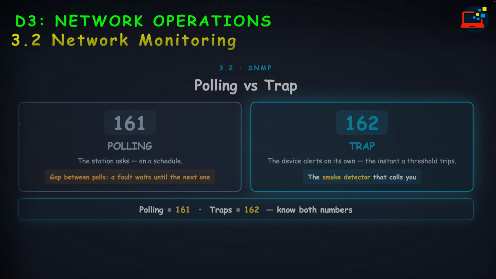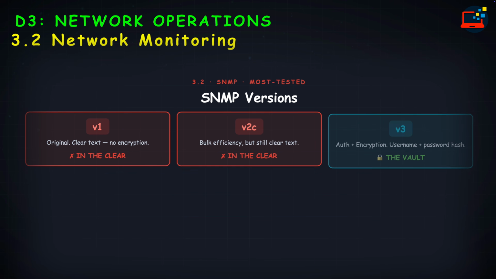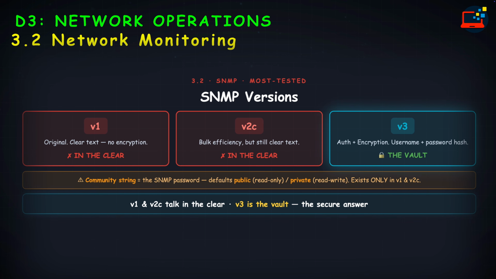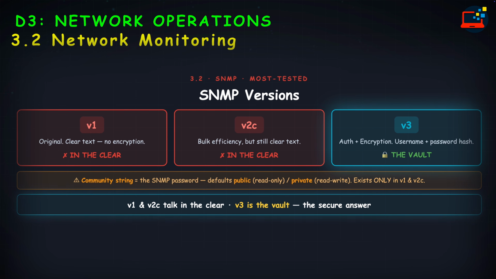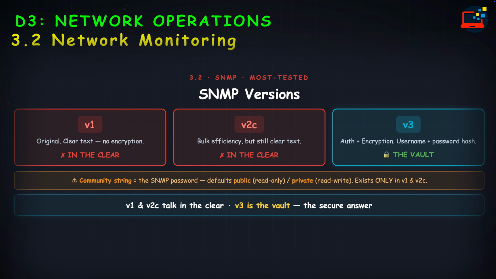Know both numbers. Here's the part the exam tests hardest, the versions. Version 1 was the original, and it sends everything in the clear, no encryption. Version 2, specifically 2C, improved efficiency by letting you pull large bulk chunks of data at once, but it's still completely unencrypted. Anyone tapping the wire on version 1 or version 2C sees the entire conversation. Version 3 is the one that fixed it.